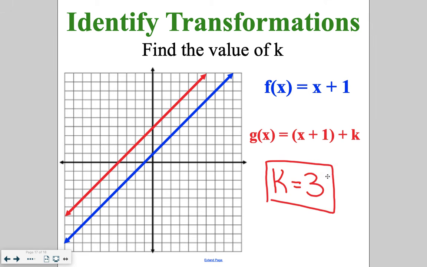In this case, looking at the graph, you're changing something that is outside of the x's. So in this case, we're going to add 3. We're going to move that line up 3 in all places.